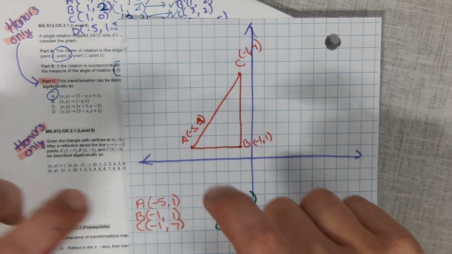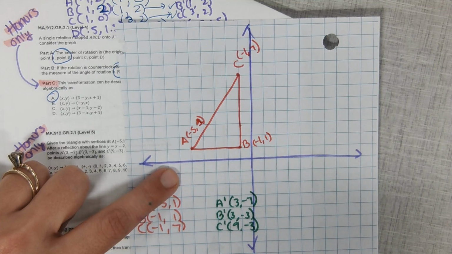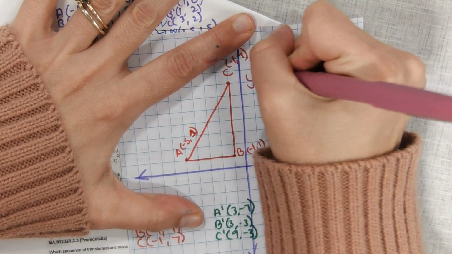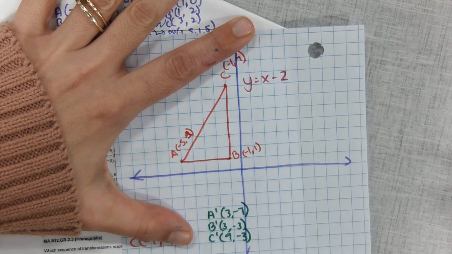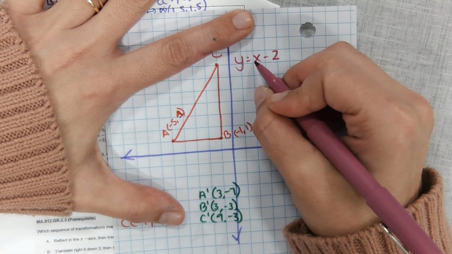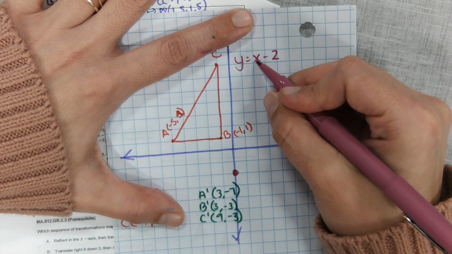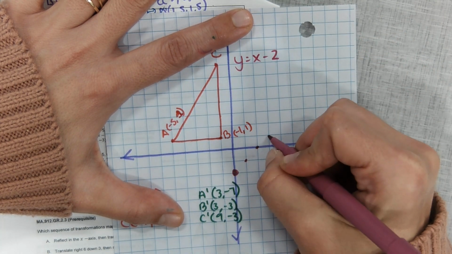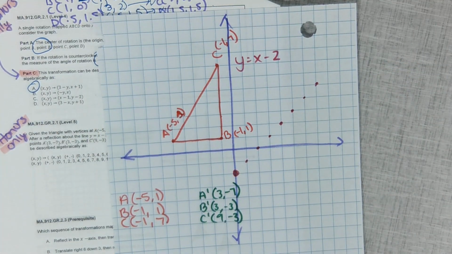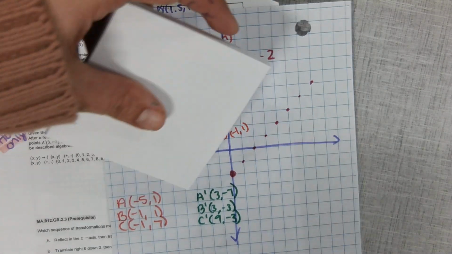So we graphed the original coordinates ABC right here, and then it said it's reflected over the line y equals x minus 2. So I'm going to draw this line. So our y-intercept is negative 2 right here. And then the slope is positive 1. So just up 1 over 1 a bunch of times. And then this is our line of reflection. And then I just need a straight edge or something to draw the line.